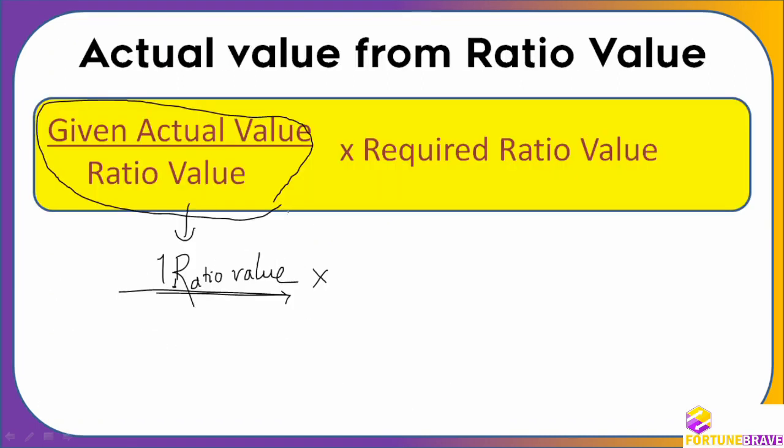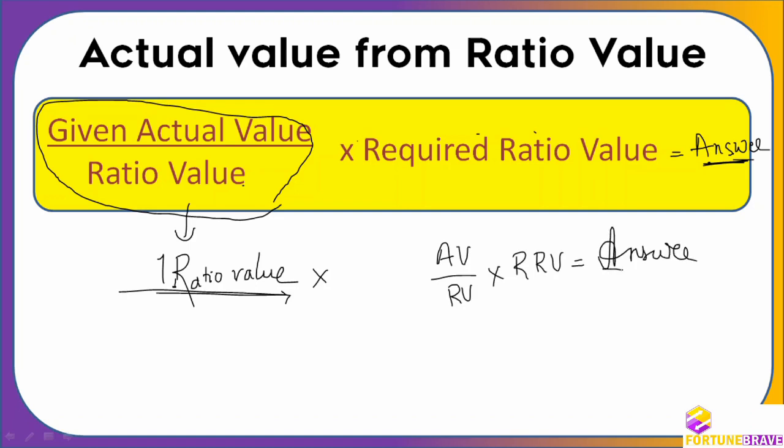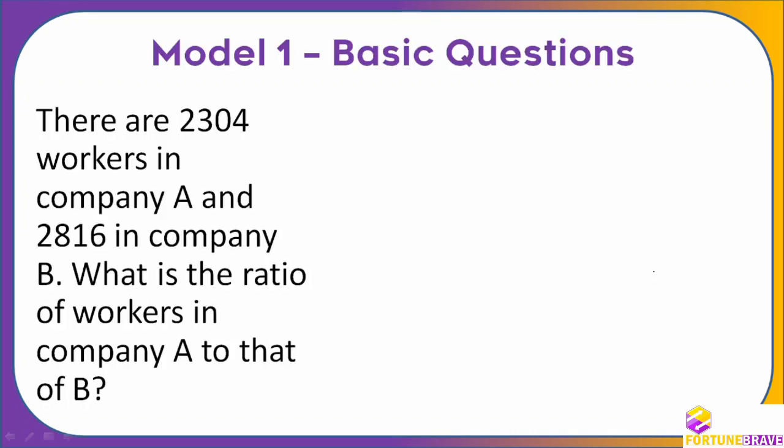So this you need to note down. This is one ratio value, and this is your answer. Whatever they ask, you will get the answer when you do this. Given actual value divided by corresponding ratio value, into required ratio value. So I can write it as actual value divided by ratio value into required ratio value. You will get the answer. Is that clear? Okay. So before we finish this session, we are going to do some basic questions so that whatever we have learned till now, you will be able to apply it.